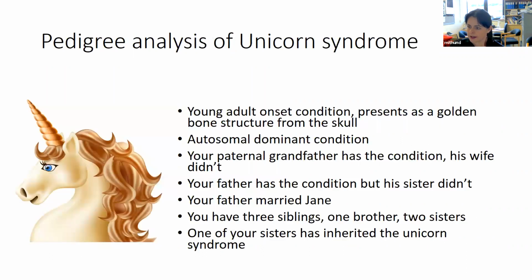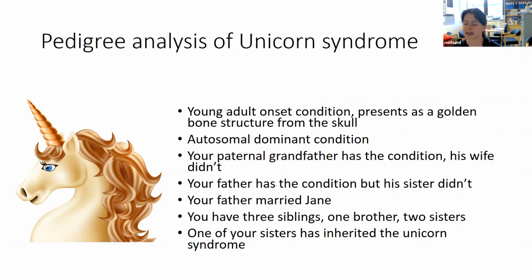Okay, so here's one that you can just practice. This should be a quick one to draw. So obviously it's a made up syndrome, but here we've called it unicorn syndrome. A young adult onset condition, it presents as a golden bone structure from the skull. Autosomal dominant. So if you can just sketch out the pedigree now.